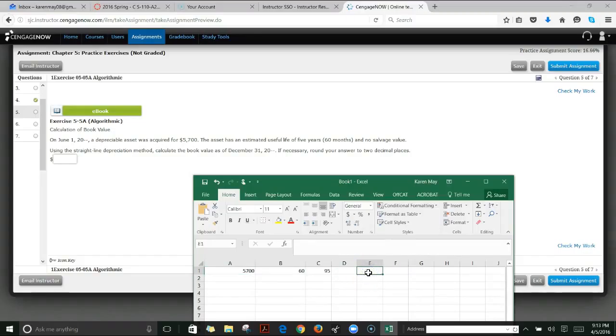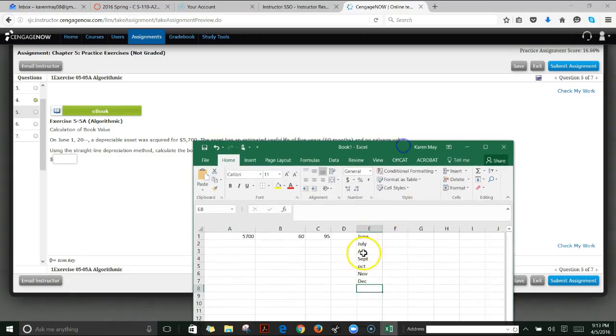Now in this case, we owned it all of June, July, August, September, October, November, and December. The reason I did that was because I wanted to show you that that is 7 months. Because when we think about June to December, it makes it sound like it's 6 months, but it's 6 months if it's July 1st to December 31st. So you want to be sure that you calculate it on the 7 months. So it'd be $95 times 7 months of depreciation, a total of $665.